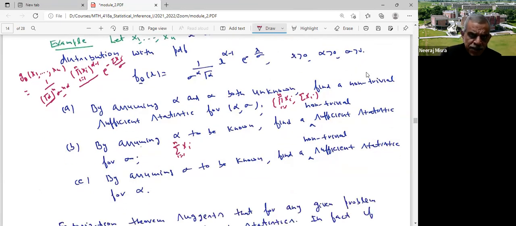Now, if sigma was known, then I can consume this into hx. So the only statistic which would be involved with the parameter, which is alpha, is the product of xi. So in this case, the sufficient statistic would be the product of xi.